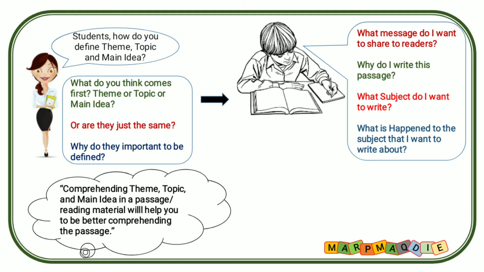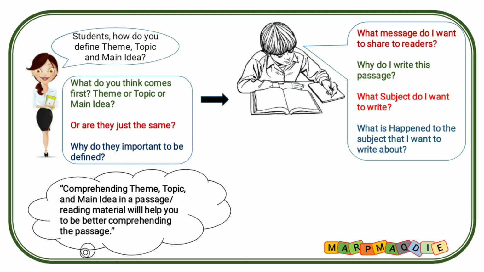This is the first. So every writer, when they decide to write a passage, will ask themselves, as a guidance to their writing, what message do I want to say to readers, because there is no writer who writes something with no objectives or with no purpose. The second is, why do I write this passage? This is also very important. Why do I write this passage? And then the third, what subject do I want to write?